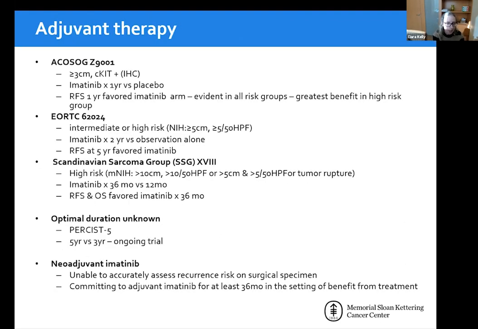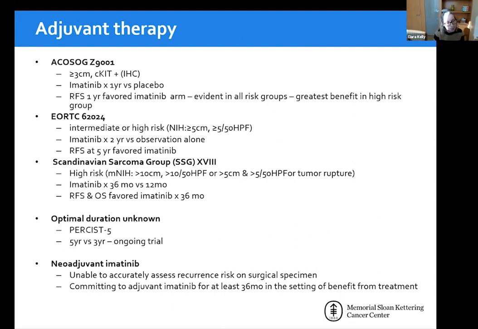So with respect to adjuvant therapy, imatinib is the adjuvant therapy that we consider using for imatinib sensitive tumors. So those that are KIT mutant or PDGFR alpha that is non-D842V.